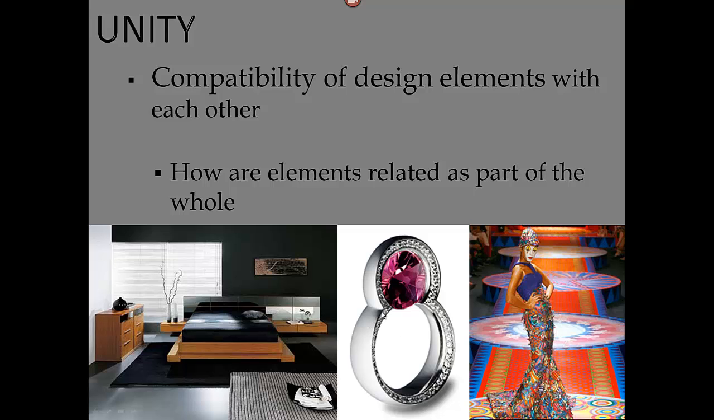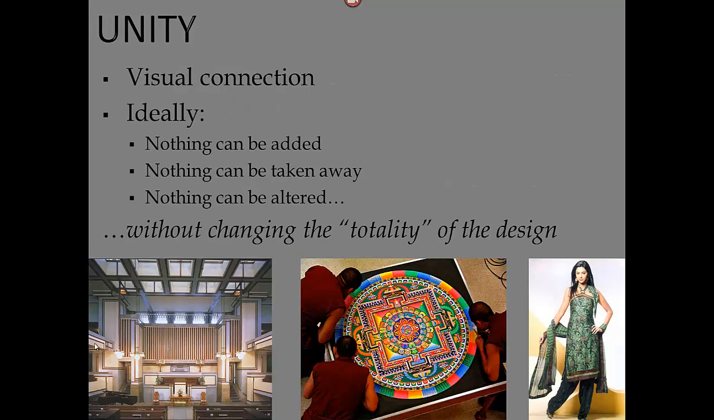This ring, you can see two different forms. 1, 2. This is a solid form and this is a hollow form. They come together to create a unified whole. So unity really has to do with visual connections. And in an ideal situation, to have perfect unity, if there ever was such a thing, nothing can be added, nothing can be taken away, and nothing can be altered without messing up the unity of the space.